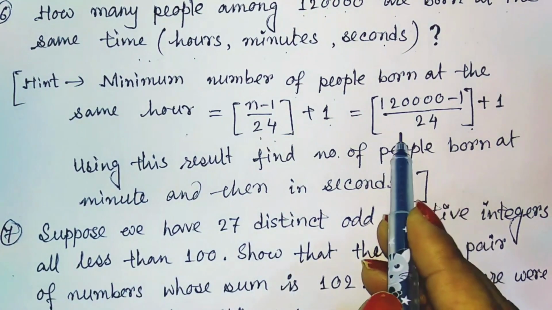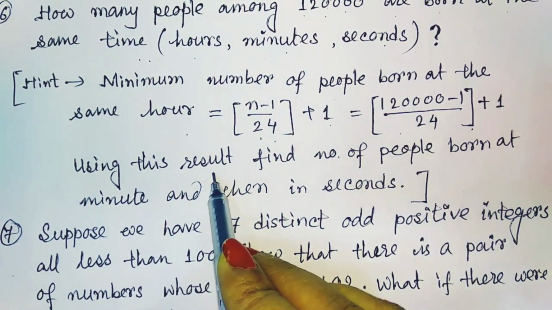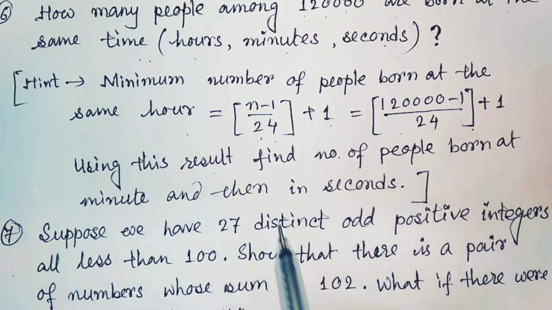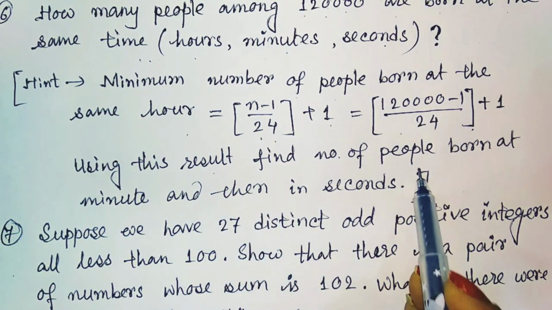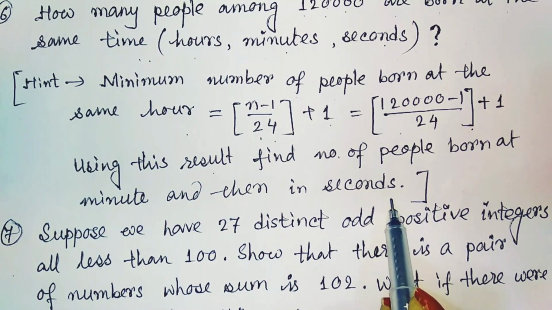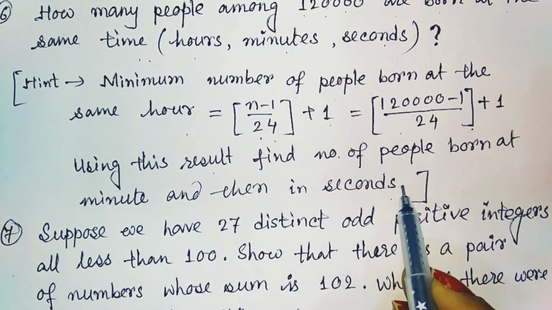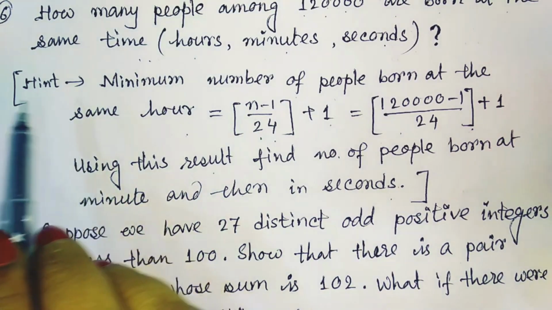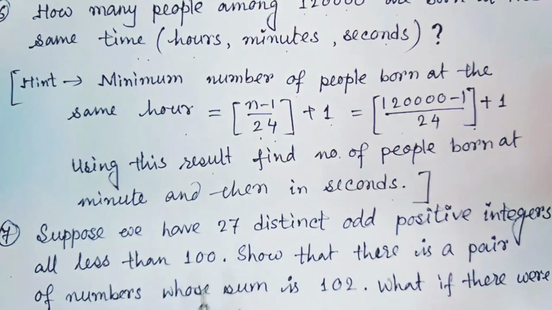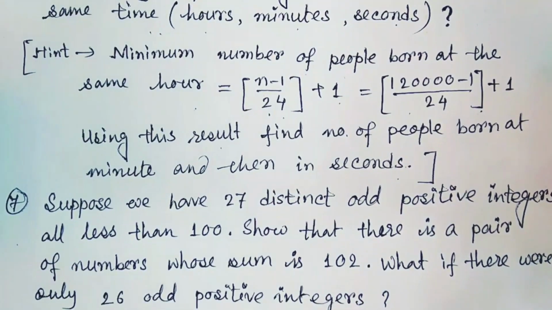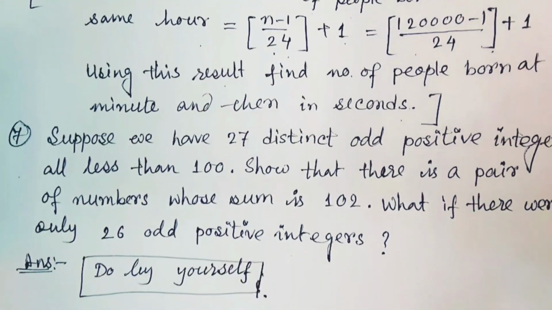Now using this result you can go for the minute calculation. After that, using the result for minutes you can go for the second calculation, and ultimately you will find the number of people who have exactly the same time of birth. So you just try by yourself and give me the answer in the comment box.